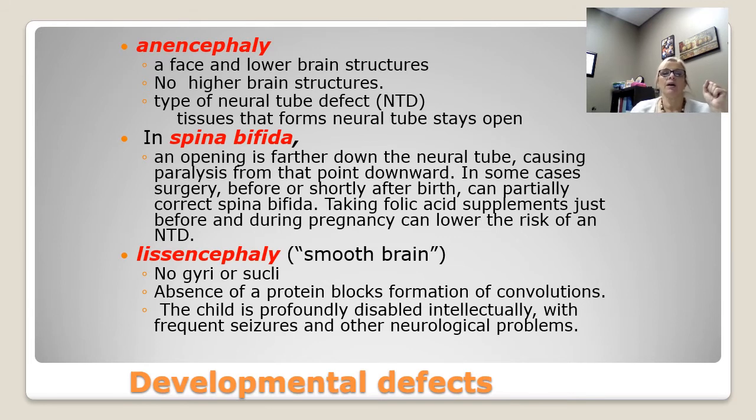In spina bifida, this opening is going to occur further down the neural tube, and that can cause paralysis, okay, from that point forward or below. So anywhere below that, the infant would be paralyzed. In some cases, we're actually able to go in and do surgery before birth, while the child is still in the womb, and close that and so partially correct spina bifida. This can be prevented by taking folic acid. So this is why, if you are wanting to become pregnant or are pregnant, folic acid is really important to take.